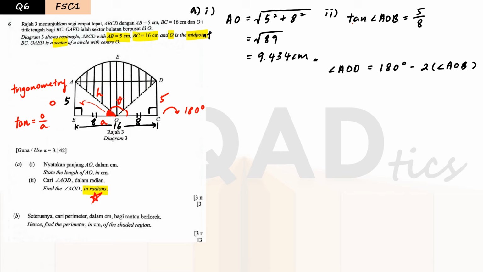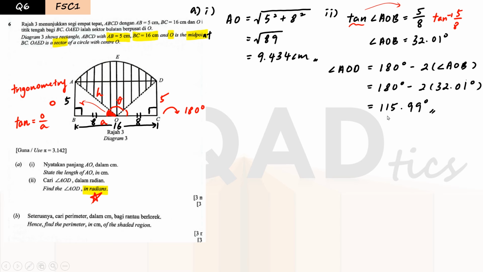Okay, so if we move this tan to the other side, so it's arc tan, right? So this is not called arc -1, it's called arc tan. So arc tan 5/8. If you put into the calculator, you will get 32.01. Alright, so let's put this value inside our working here, and we can find out the angle of AOD already, 115.99. But this is not our final answer because we need to write it in radians.